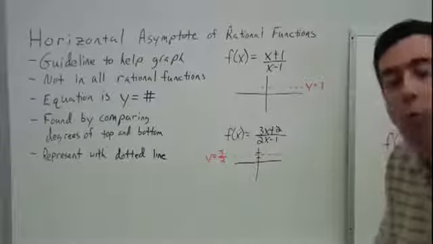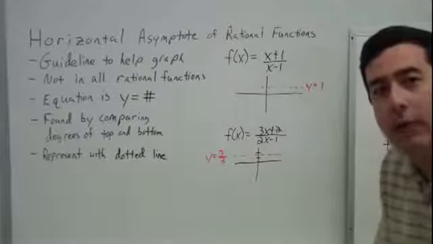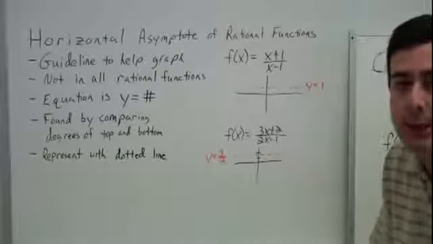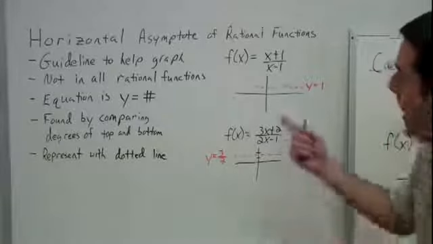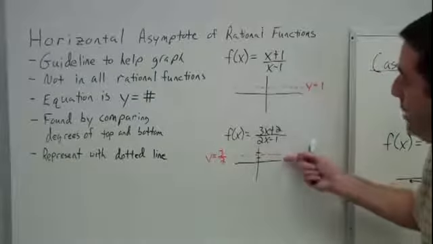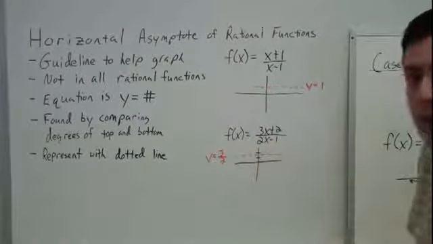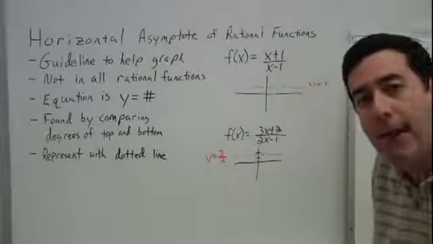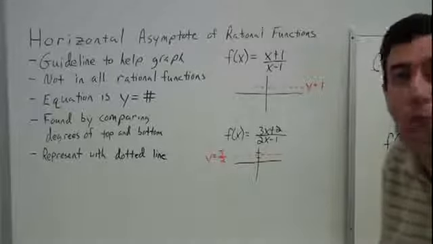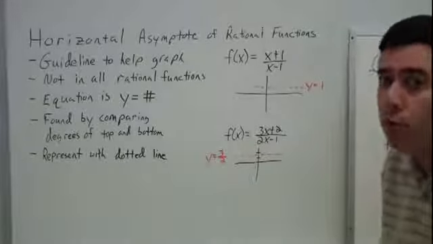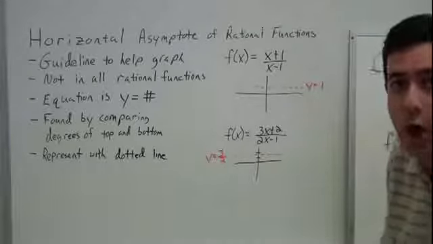Now, the way that I'll represent a horizontal asymptote to help us draw our picture is with a dotted line, much as I have for these two pictures. The horizontal asymptotes are shown in red. Now, when you're making that comparison of the degree on the top and the degree of the bottom, there are three cases that could occur.